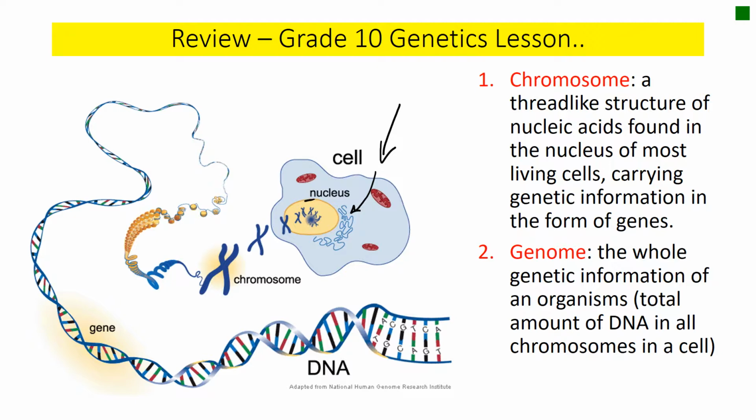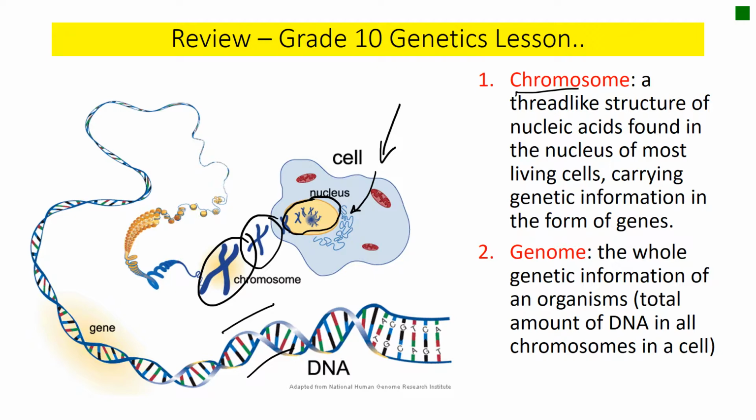Now, if you still remember, in grade 10, we learned that inside the nucleus, we have genetic information. The genetic information is found in a structure called chromosomes. And these chromosomes are actually made of DNA. Now you know what DNA is from chapter 2. DNA is a polymer that is made of monomers called nucleotides.